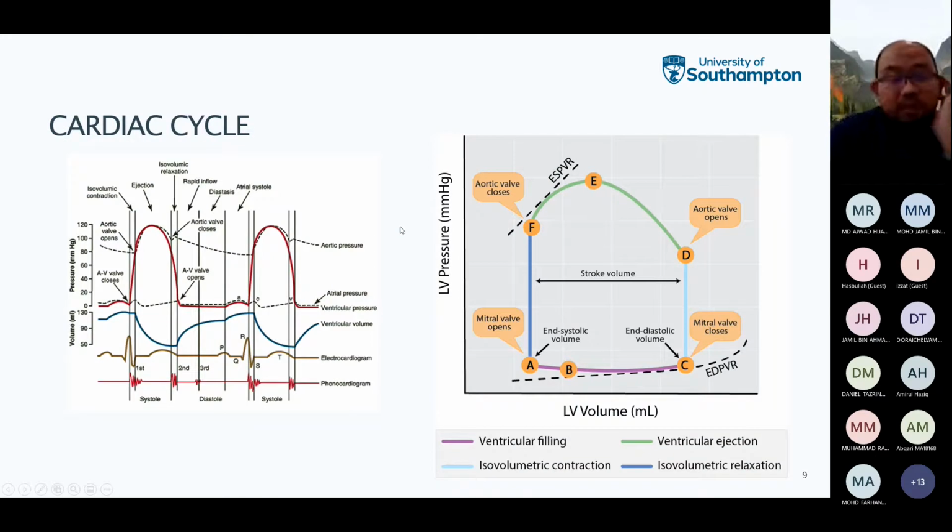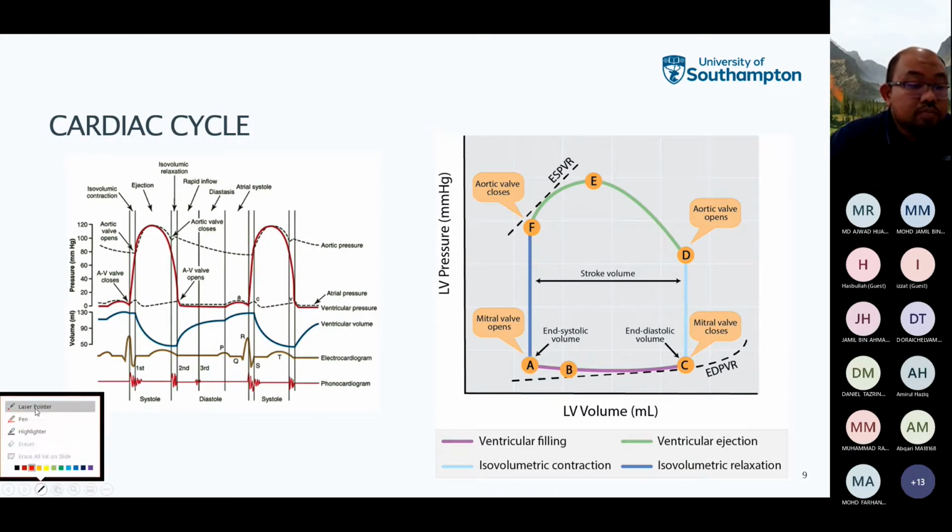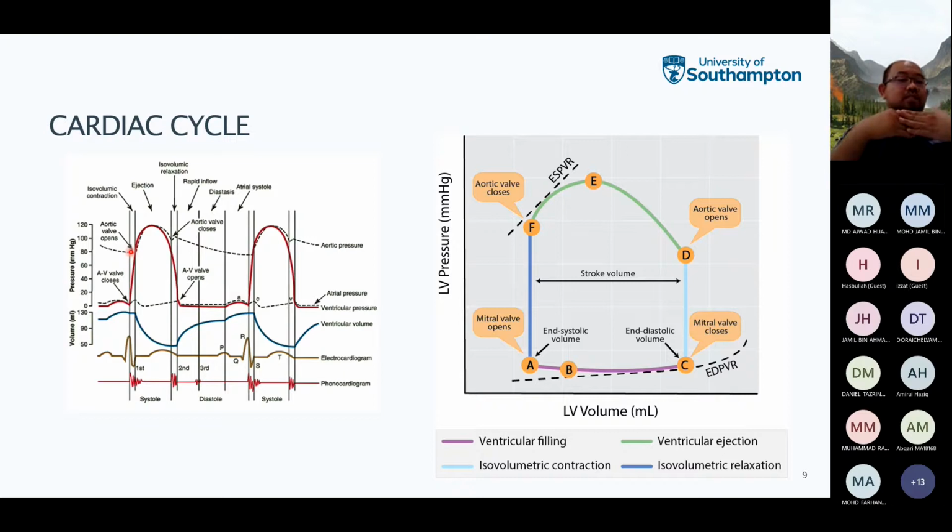So let me just explain a bit of cardiac cycle. Typically we can assess the heart behavior through what we call a cardiac cycle. If you were to place a pressure probe within the heart, then we will be able to see the pressure. Once we have the electrical signal, we will see that the pressure will develop.